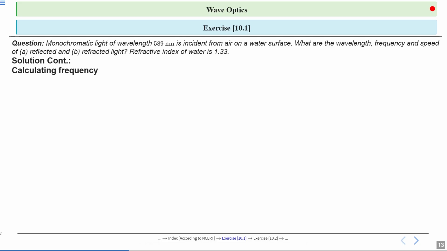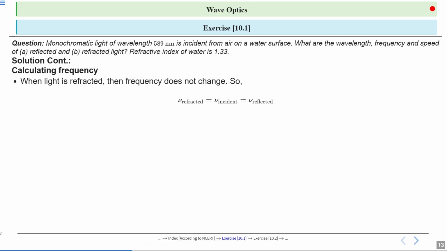So calculating the frequency, it's crucial to understand that when light travels from one medium to another, its frequency remains unchanged. This means the frequency of the refracted light is the same as the incident and reflected light. So here we see the equation nu refracted equals nu incident equals nu reflected. So the frequency will remain the same. If the light is reflecting or refracting, the frequency will not change. Frequency is the identity of any wave. This equation highlights that the frequency remains constant across the different media.